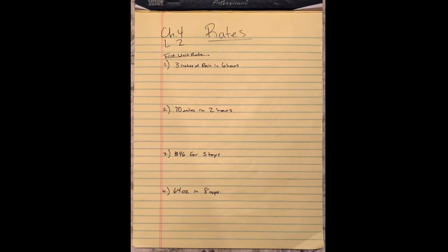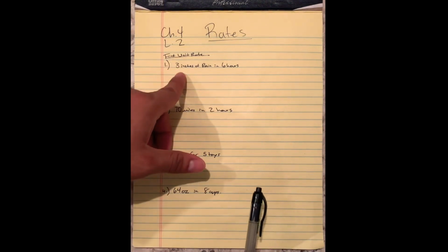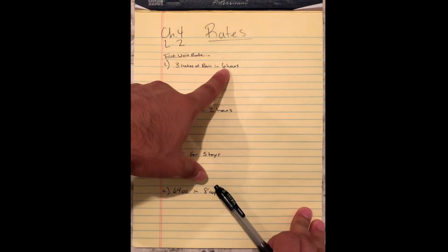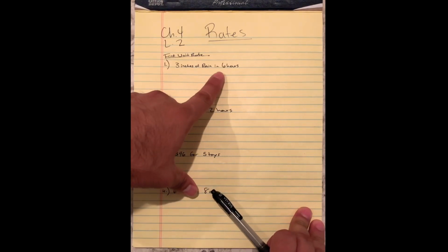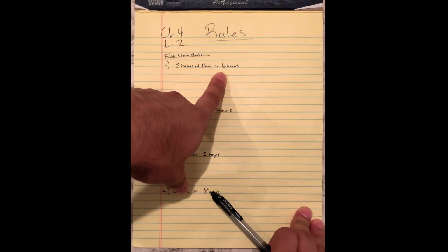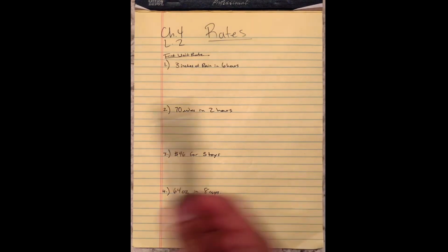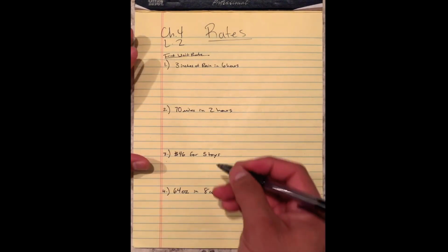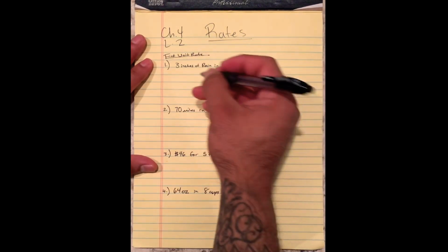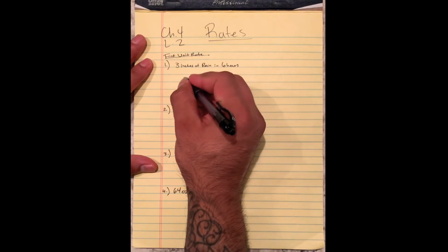You're trying to find, like, 3 inches of rain in 6 hours. Well, okay. Well, how many inches of rain were in 1 hour? Does that make sense? So that's what we're trying to do. The strategy here is proportions. So let's set up a proportion.